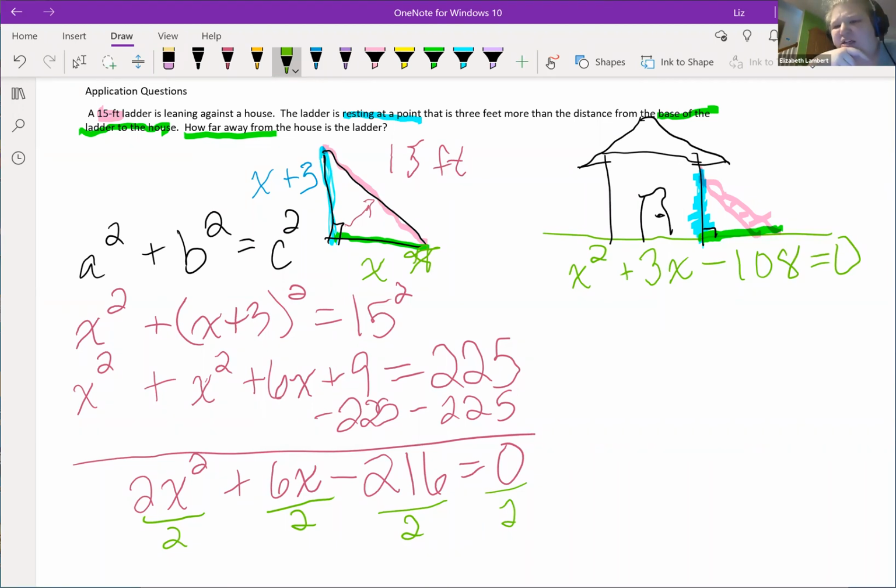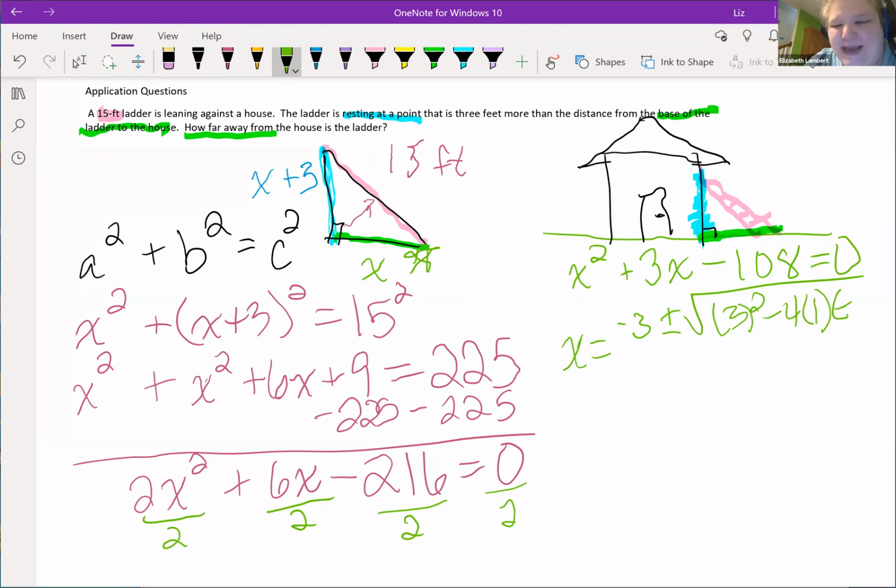Now this might factor. In fact, I'm near positive it does, but let's go ahead and use the quadratic formula since that's what we're doing. So x is going to equal -3 plus or minus the big square root of 3 squared minus 4 times 1 times -108. So that inside will be a real number. All over 2a. Told you.